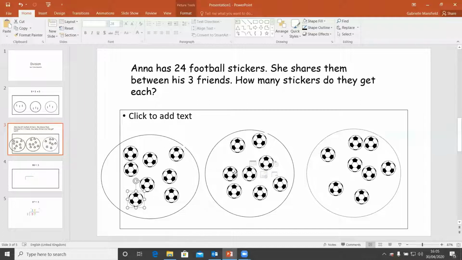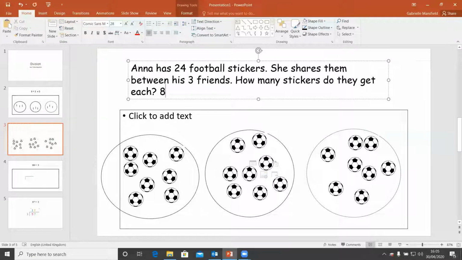1, 2, 3, 4, 5, 6, 7, 8. So each friend has been given 8. When I'm writing the answer to my worded problem, I must remember to include football stickers, because that is what my question has asked me about.